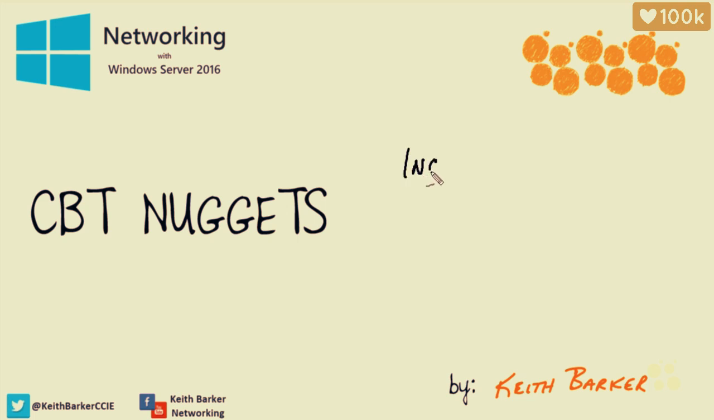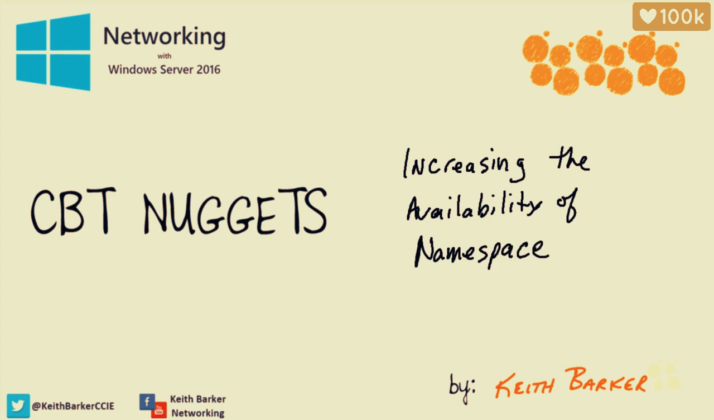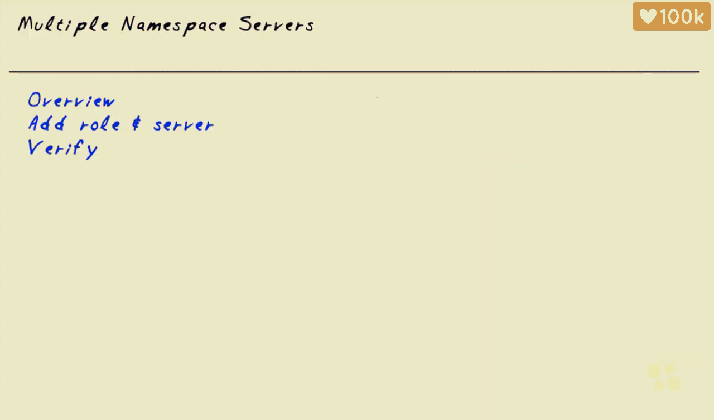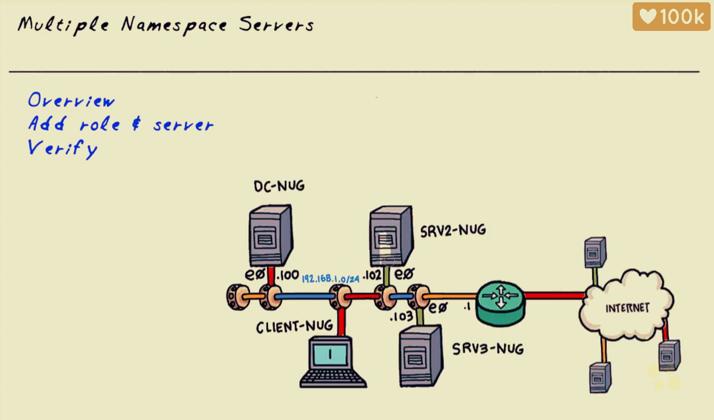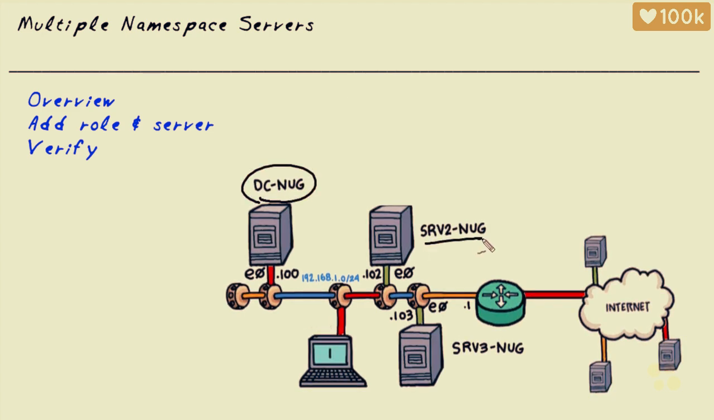In this nugget, I'd like to chat with you about solving the problem of availability in the event that the namespace server goes down. In our previous nugget, we set up DFS and namespace. So DCNug is our namespace server, and server 2 and server 3 are DFS replication capable. And we configured a replication group so that these two are replicating with each other.